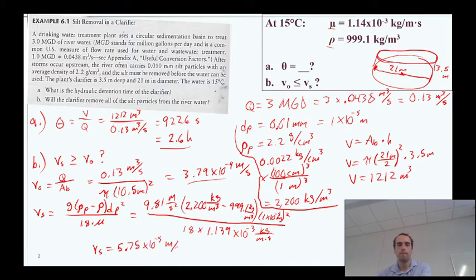Meters per second. Okay, and we can then compare that to our design velocity, the V naught, and say, well, that is actually less than V naught, which was 3.8 times 10 to the minus 4. So times 10 to the minus 4 versus times 10 to the minus 5. The minus 5 is clearly smaller, and so that tells us that, nope, the answer is no, not all will settle.